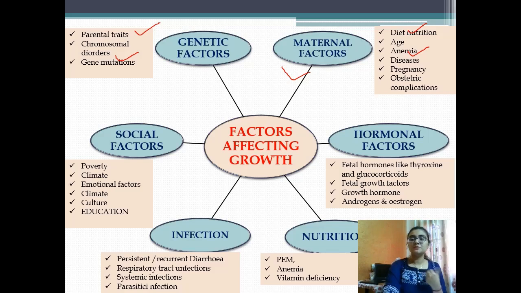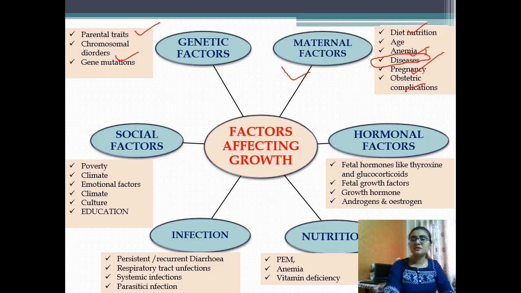Anemia of the mother. If the mother is anemic, the child will also be deprived. Number of pregnancies, how many pregnancies the mother has had. A mother can give birth to 2 healthy babies, but when she is giving birth to 7 or 8 babies, they may not be that healthy as compared to those two. Any obstetric complications and any kind of diseases. If the mother is suffering from some kind of disease, then it will also be reflected in the child.